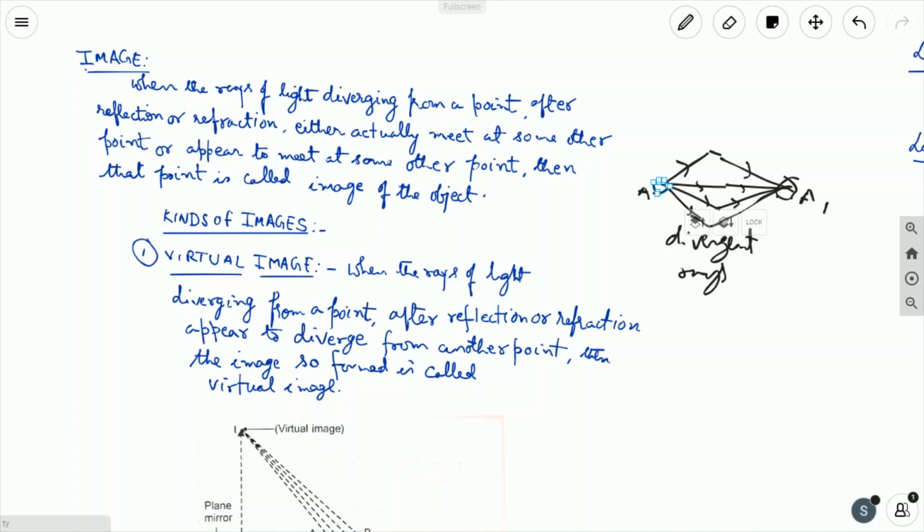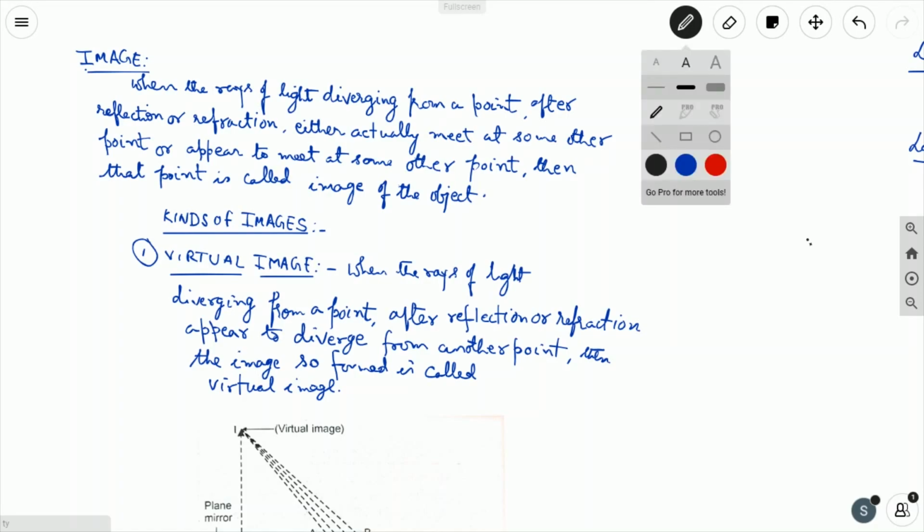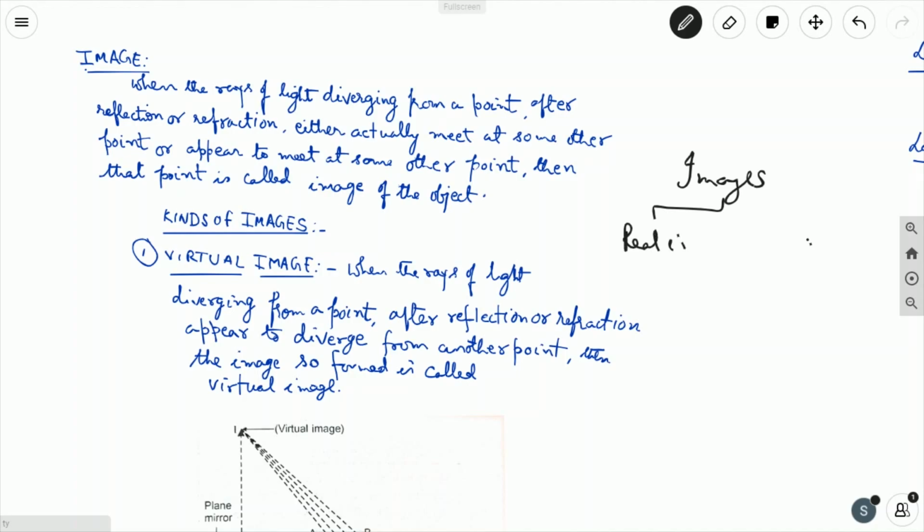So there are two kinds of images. One is called the virtual image and the other is called the real image. Images are of two kinds. One is the real image and the other is the virtual image.